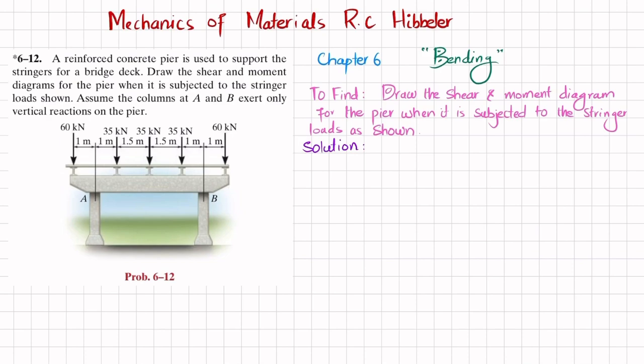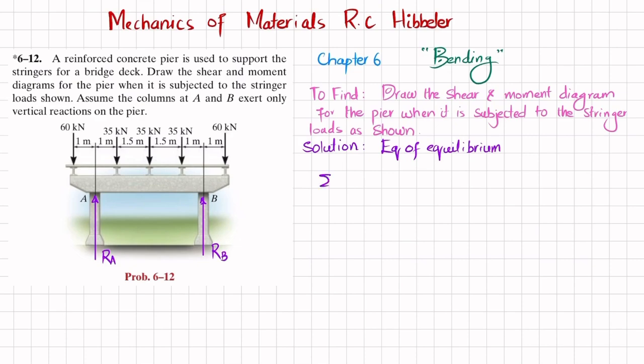So the first step is that you can see this column exerts a vertical reaction force on the pier. This reaction force is RA, and similarly for this column, this reaction force will be RB. First we will find RA and RB by using the equations of equilibrium. And after finding RA and RB, we will be able to draw the shear force and bending moment diagram.